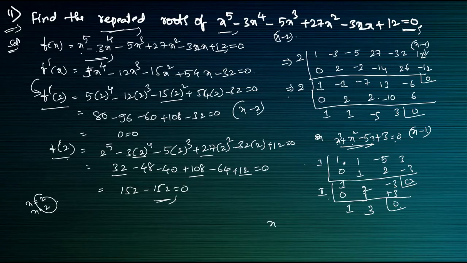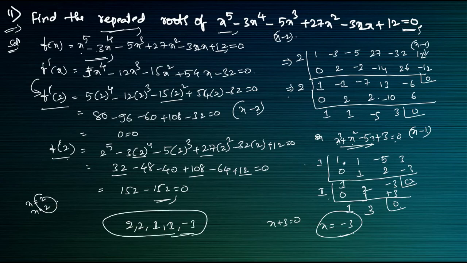So what we have got, x plus 3 is equal to 0. So x is equal to minus 3 is also one root here. So the repeated roots are 2 comma 2 and 1 comma 1, and minus 3. These roots are coming from the equation f of x equal to this one. So how many roots? We got 5 roots here. Okay? So this 2 comma 2 is a repeated root and 1 comma 1 is a repeated root for this one. Okay, now move to the next question.